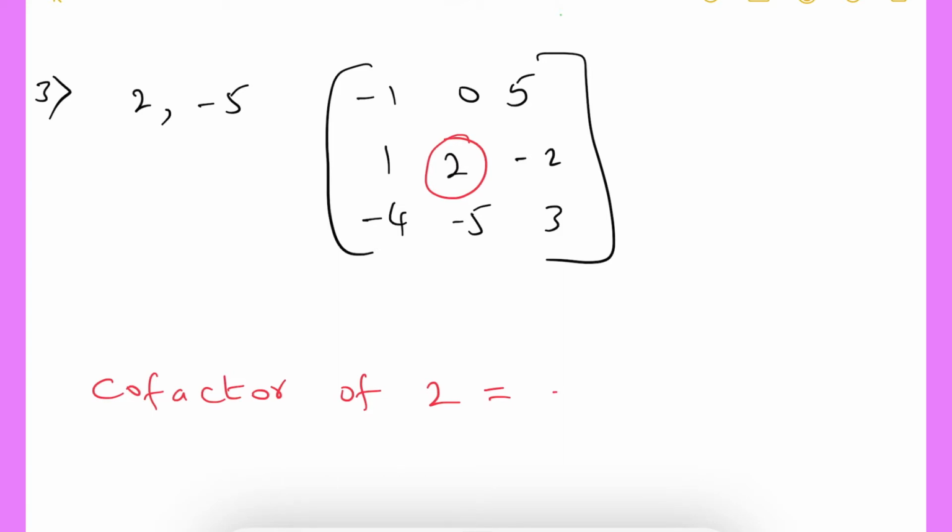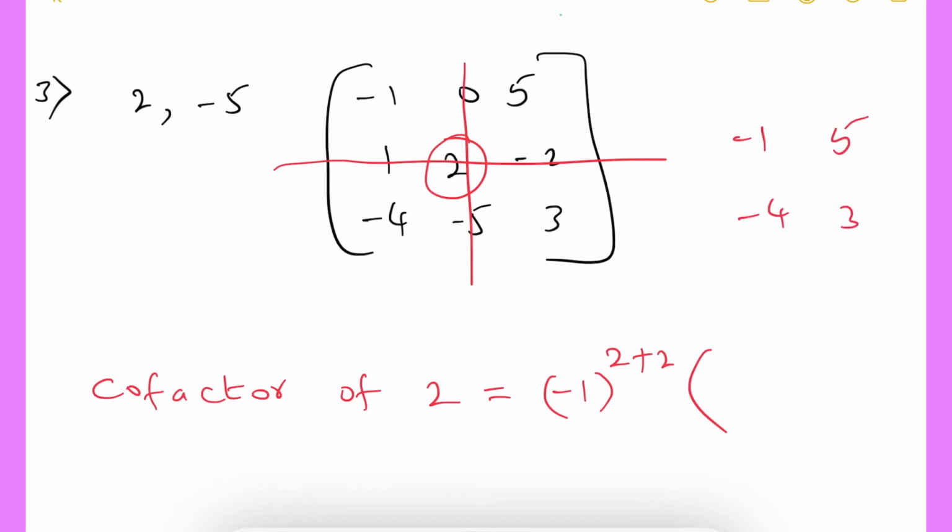So minus 1 power second row plus second column, into. Now in which row number 2 is there, remove the total row. In which column number 2 is there, remove the total column also. Then we get a 2 by 2 matrix, that is minus 1, 5; minus 4, 3. So find the determinant for this. That is minus 1 into 3 minus minus 4 into 5.